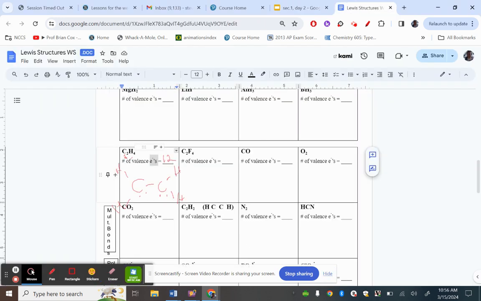Okay, so anyways, what I'm going to have to do is get rid of these unshared pairs and put a double bond in. So we're going to get rid of those, and there's a double bond that goes here. And if you count 2, 4, 6, 8, 10, 12, it works out.